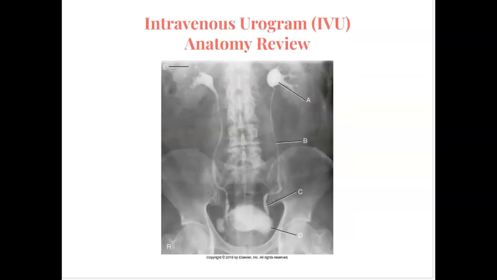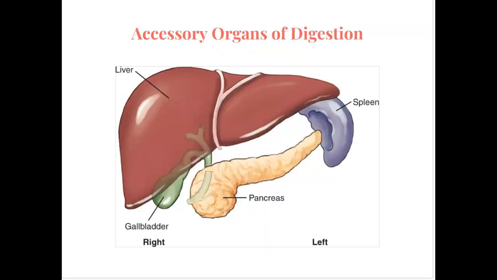This image in front of you is showing you an exam called an intravenous urogram. These are kind of slim to none performed in the department anymore, but it really just visualizes the urinary system with contrast administered. So as you can see, both kidneys are lit up with contrast, both ureters are, as well as the bladder, just to show you the anatomy a little bit better.